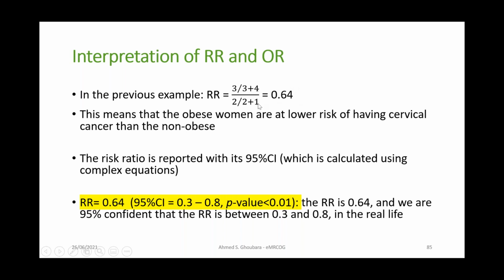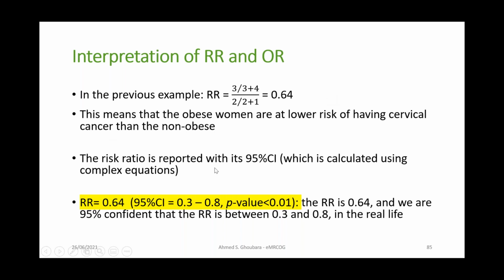What do you understand from this? The risk ratio is 0.64. I know this slide might not be that clear, but this means that the obese women are at lower risk of having cervical cancer than the non-obese. It's less than 1. Yes, Dr. Mai, that's correct. Just bear with me for a slide and everything will be clear, I promise, okay?